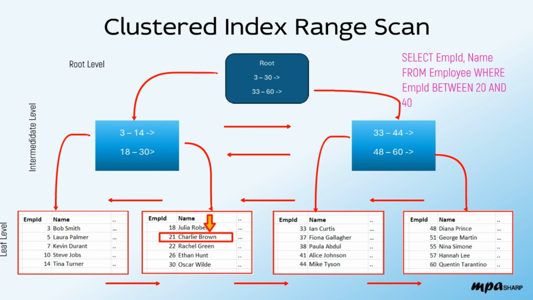So we start reading from 21, and then using the double link pointers in the data leaf node, we go to the third data leaf node. In the third data leaf node, our read operation continues until we find record 38. There's no employee ID 40, so we stop at 38. So that's how a range scan operation is carried out on a clustered index.